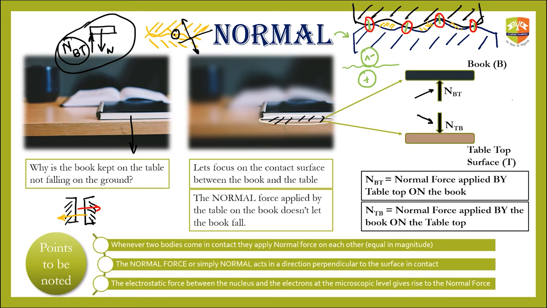So hence, what will happen? There is a concentration of negative charge here. There is positive charge here. And now, we had learned in the previous session that if there is a positive and negative charge, they will attract each other, isn't it?